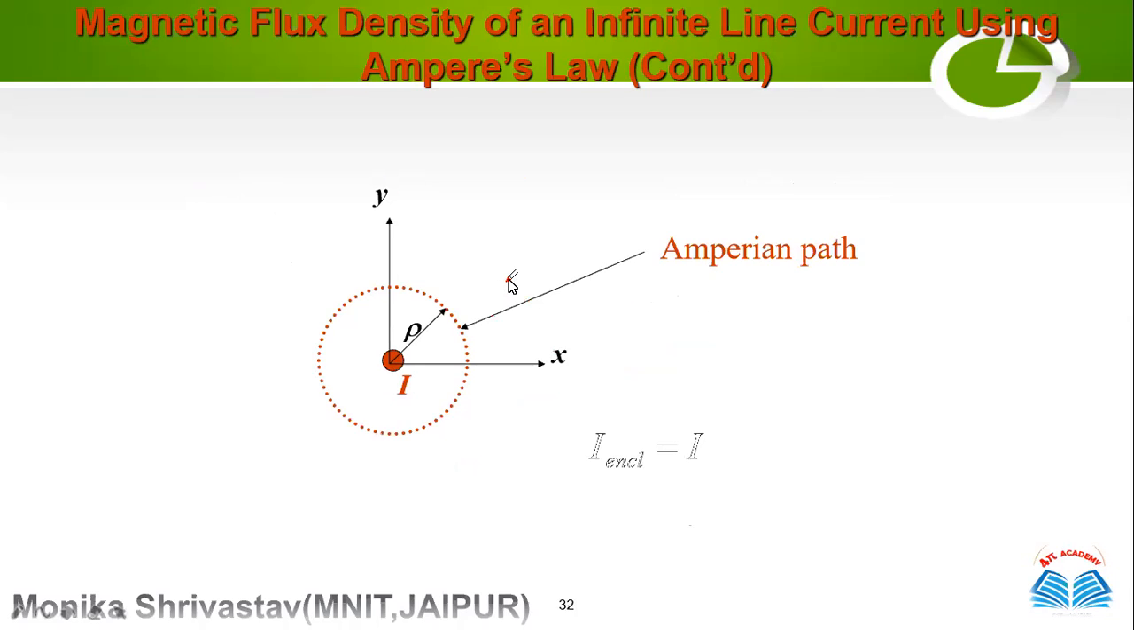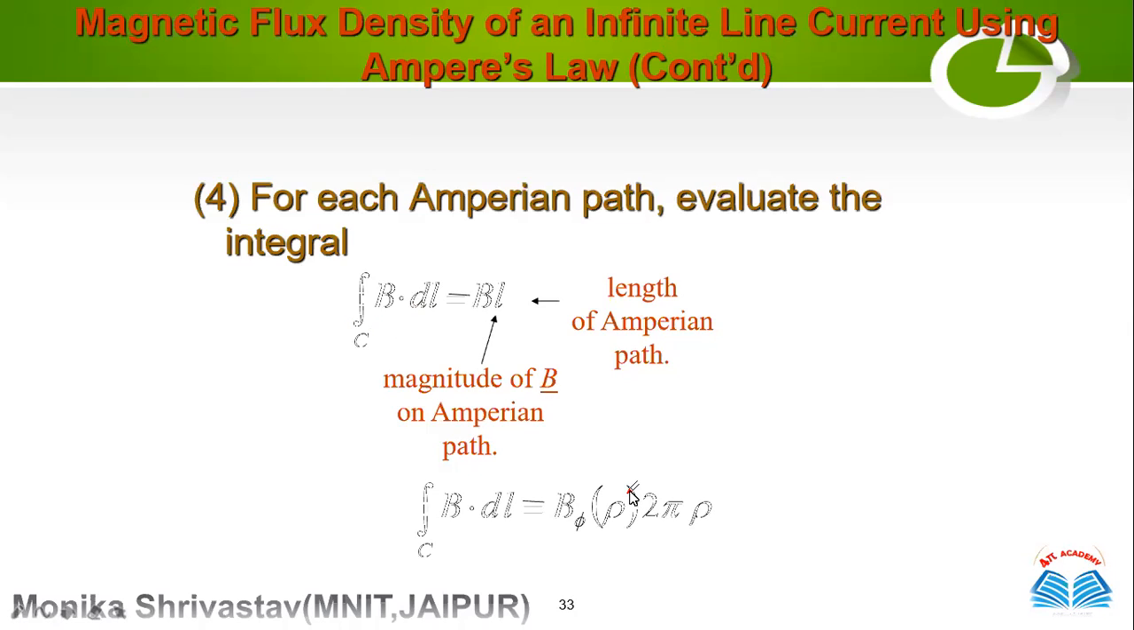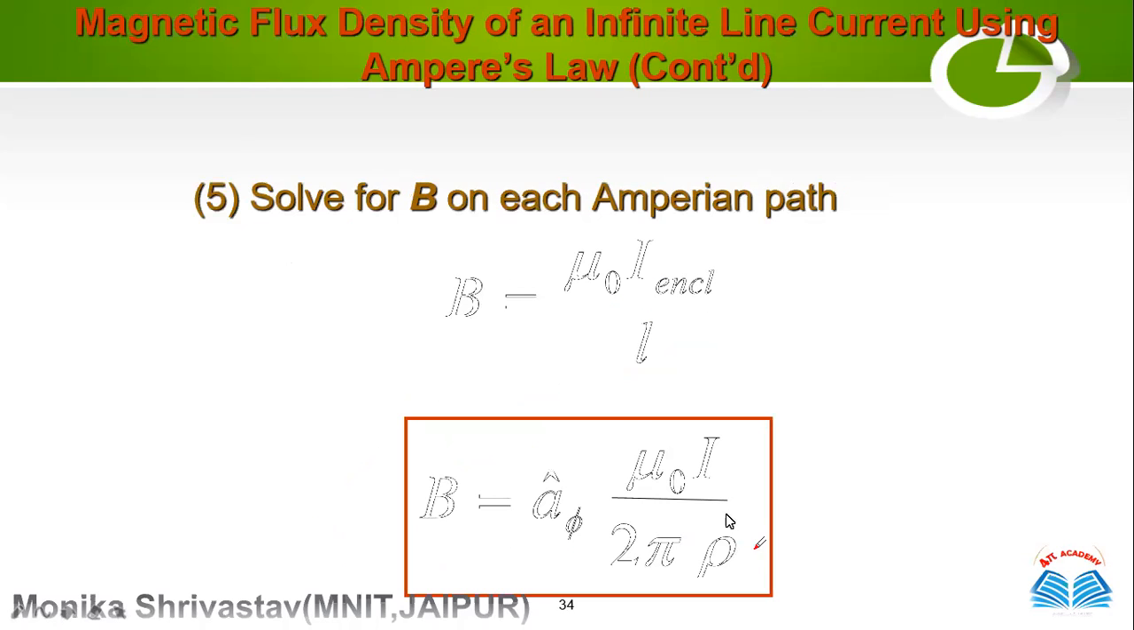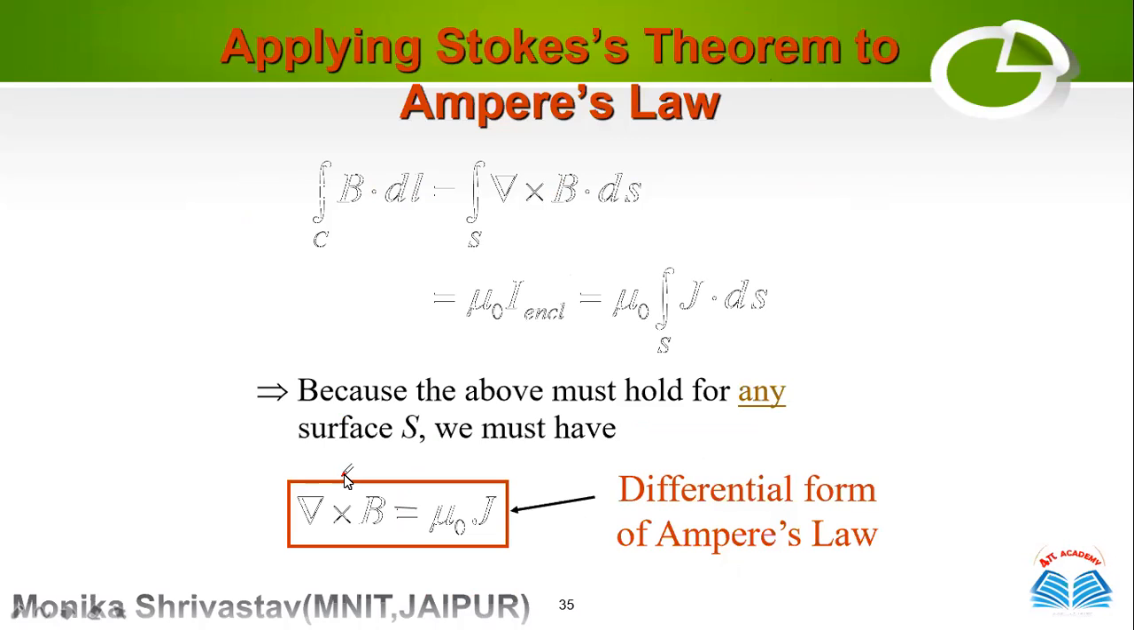The symmetry is a circle. You can see this is a circle. So for a circle, the length is the circumference of that circle, that is 2 pi r, and I can write it as closed integral B dot dl equals B times 2 pi rho, because rho is the radius we are assuming. And at last we can solve. B equals mu naught I enclosed over 2 pi rho, and just putting those answers, I am getting B equals mu naught I over 2 pi rho. You can also calculate this. So that was one equation.